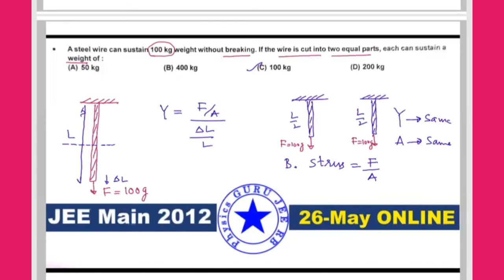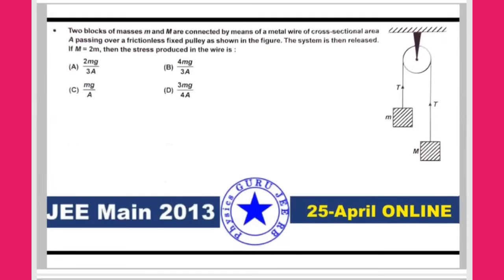Next, moving to the next question, which was asked in JEE 2013, 25th April online. Now here two blocks are there. Two blocks of masses m and capital M are connected by means of a metal wire of cross-sectional area A, passing over a frictionless pulley as shown in the figure. The system is then released, and capital M is equal to 2m.